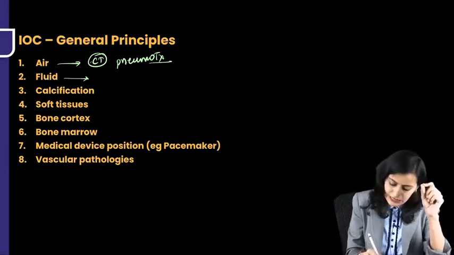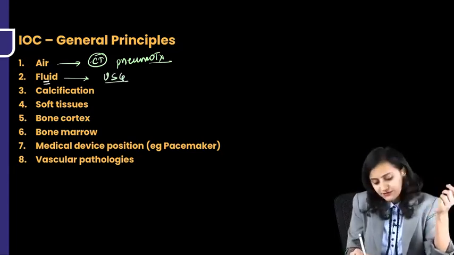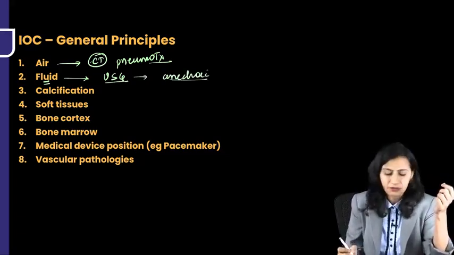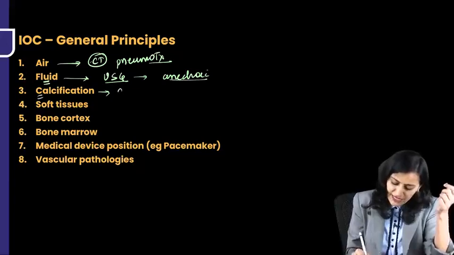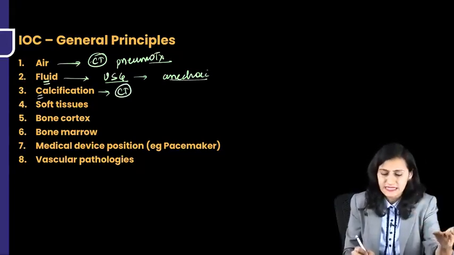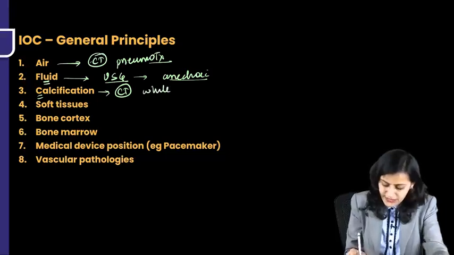For fluid, remember it is ultrasound. How does fluid appear on ultrasound? We have already seen it appears black and anechoic. For calcification, again C for C, remember it is CT. It appears white on CT. Calcification appears white on CT.